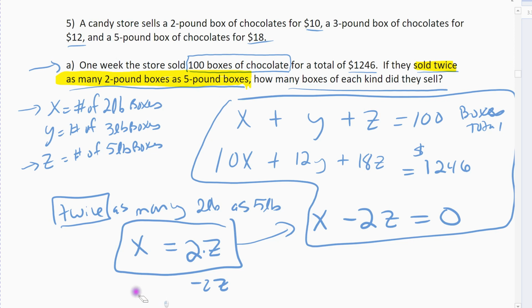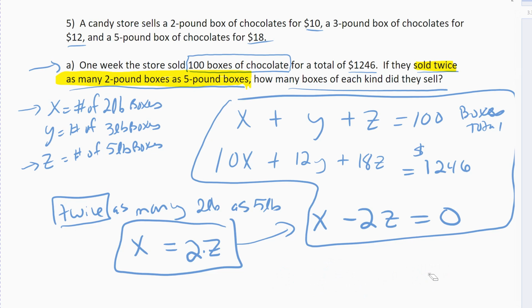If you're unsure, like I said, plug a number in. So suppose you put 3 boxes of Z, well that means X should come out 6, and it does. It works in my equation. Right? If I plug 3 in for Z, the 5 pounds, so if I sell 3 5-pounds, I sell 6 2-pounds, because that's what X represents, and it works. That makes the equation true. So if you're ever unsure, plug numbers in and make sure they work out the way they're supposed to.